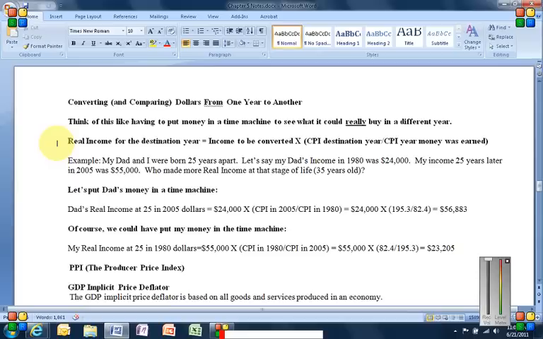So for example, my dad and I were born 25 years apart, went to the same high school. I followed to some degree in his footsteps. So let's say we were going to do a comparison. Let's say we were even competitive and we were going, all right, I did better than you when I was your age. No, you didn't. Well, let's convert apples to apples and compare. Let's say my dad's income in 1980 was $24,000 a year.